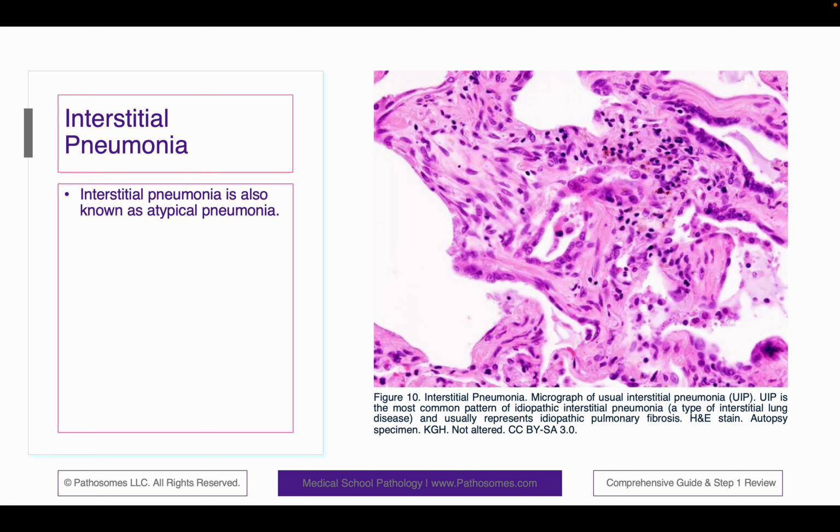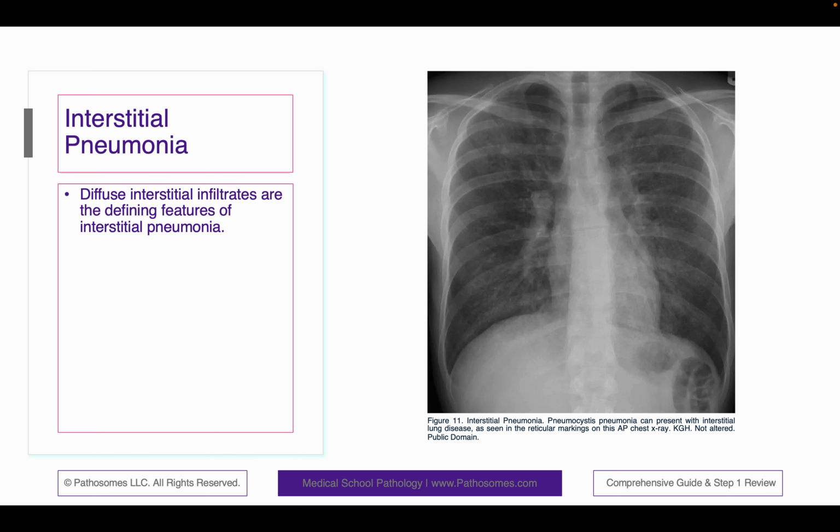Okay? Now, let's talk about interstitial pneumonia. Interstitial pneumonia is also known as atypical pneumonia. To the right, we can see a micrograph of interstitial pneumonia from a patient who underwent an autopsy. In regards to interstitial pneumonia, there are diffuse interstitial infiltrates that are the defining features of this condition.